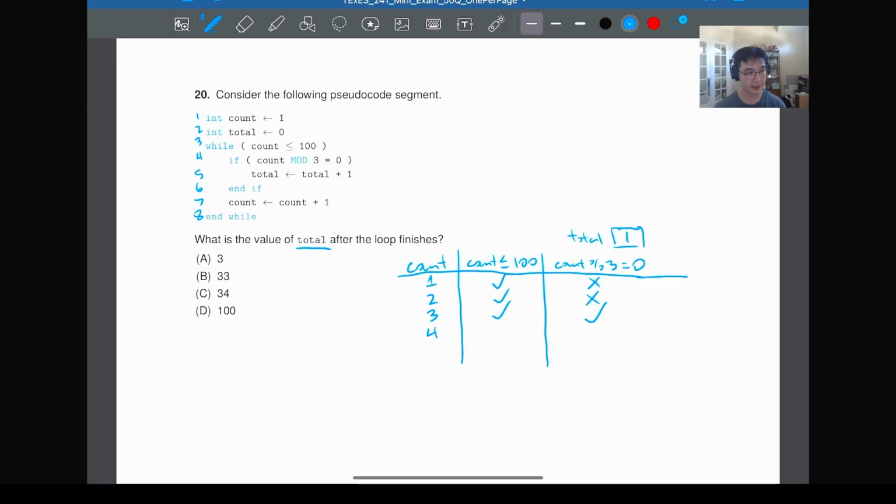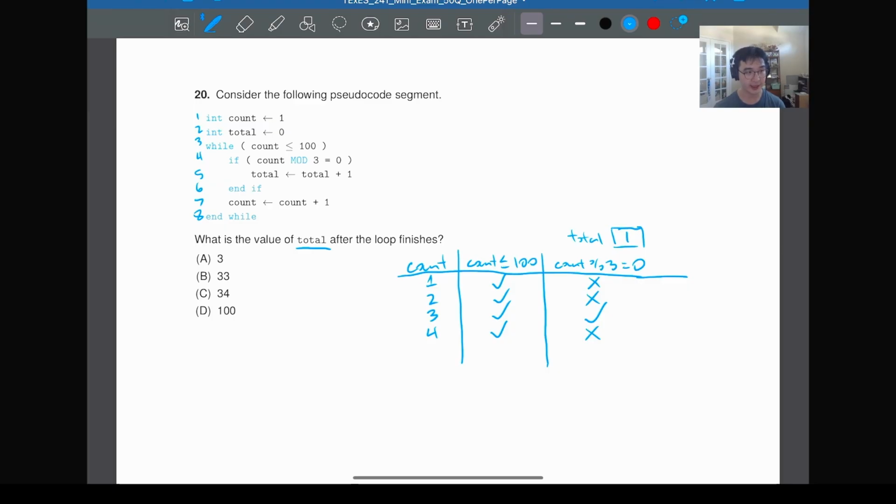I go to line 8. I'm at the end, so I loop back up. And now I ask myself, is 4 less than or equal to 100? It is. Is 4 mod 3 equal to 0? It is not. So I don't go inside the if condition on line 5.